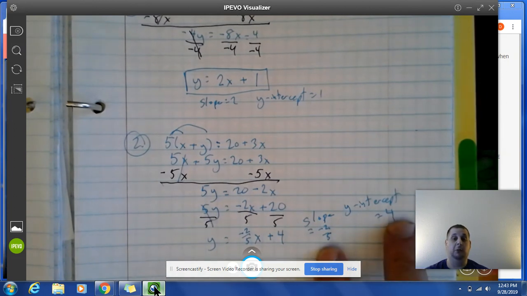All right, so when we get equations into slope-intercept form, that makes it easier to see what our slope and y-intercept are. And when we start graphing lines, you'll see why that's very important.